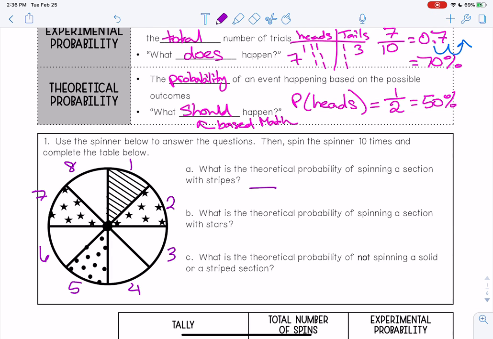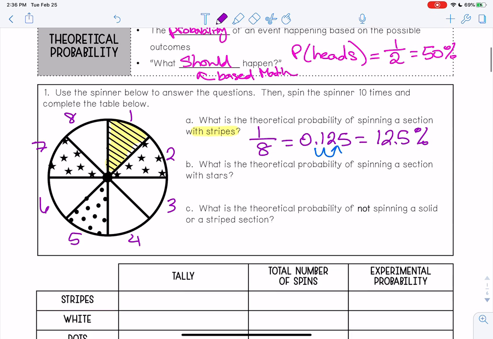So I already know that my total number of outcomes goes on the bottom. So now we see what it is looking for, and they want to know stripes. So out of the 8 sections, only one of them is stripes. So that means 1 out of 8. Okay, and if I go ahead and divide 1 by 8, that's going to give me 0.125. And remember, the decimal moves over 2 places, and we end up with 12.5%.